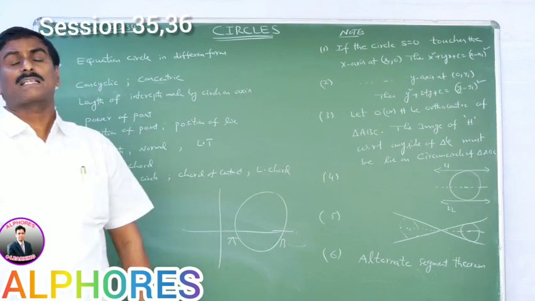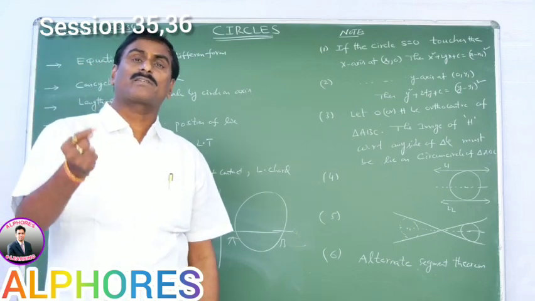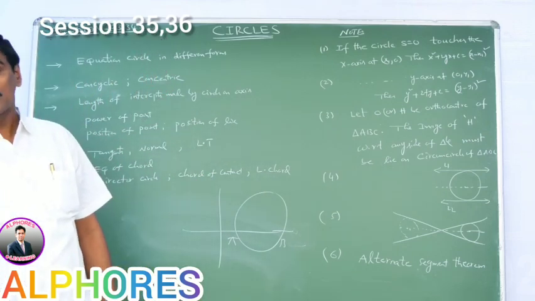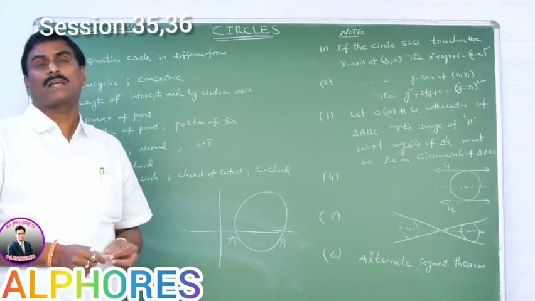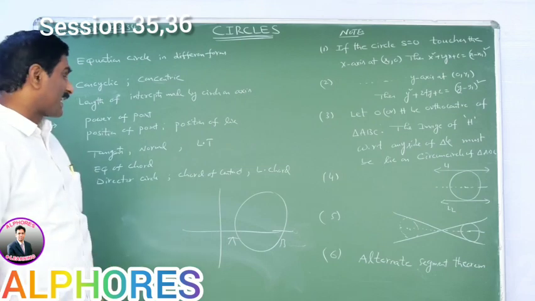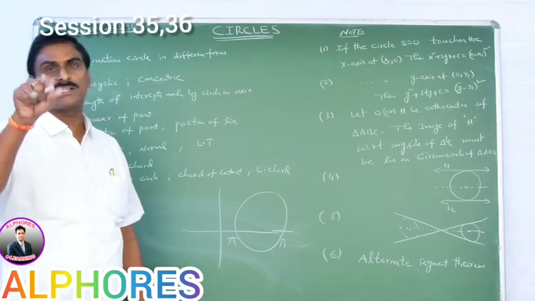The length of the intercept made by the circle on the x-axis is equal to 2√(g² - c). Length of the intercept made by the circle on the y-axis is 2√(f² - c). If the circle touches the x-axis, what is the condition? g² is equal to c.